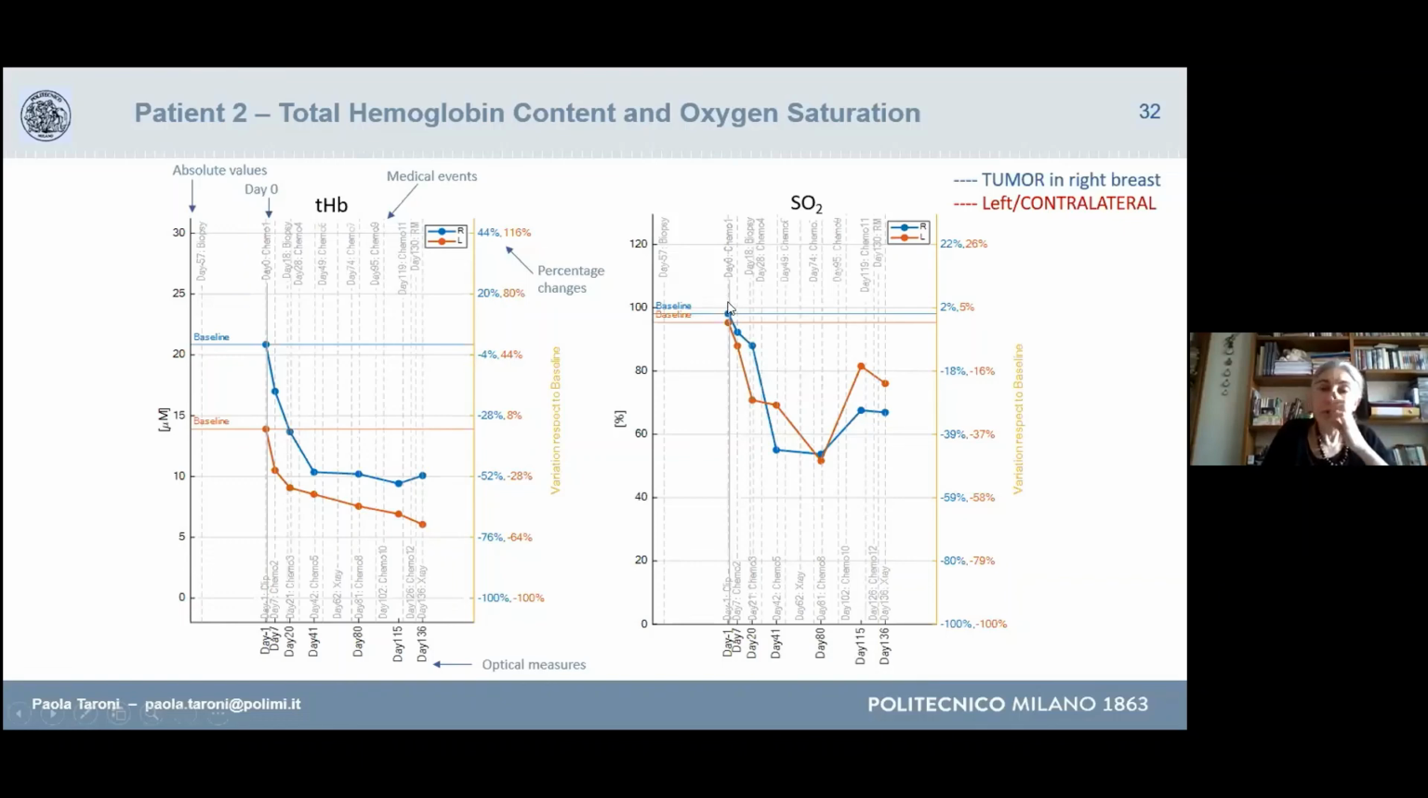Blood oxygenation decreases in both breasts and then shows some increase at later times. This was observed also in some cases by other research groups, this trend with an initial decrease for responders and then an increase at later time, and it deserves to be further investigated.